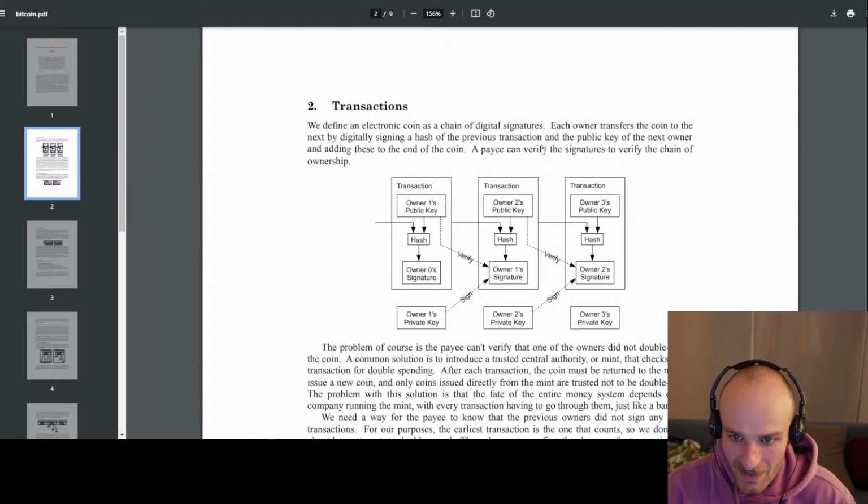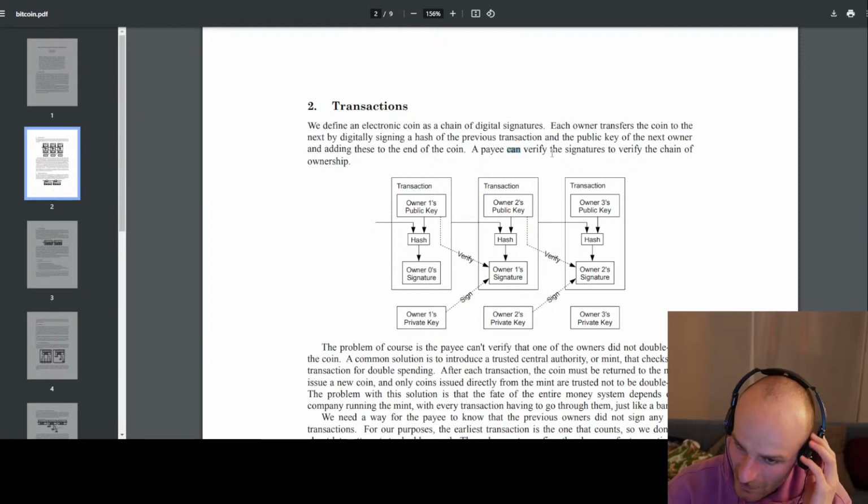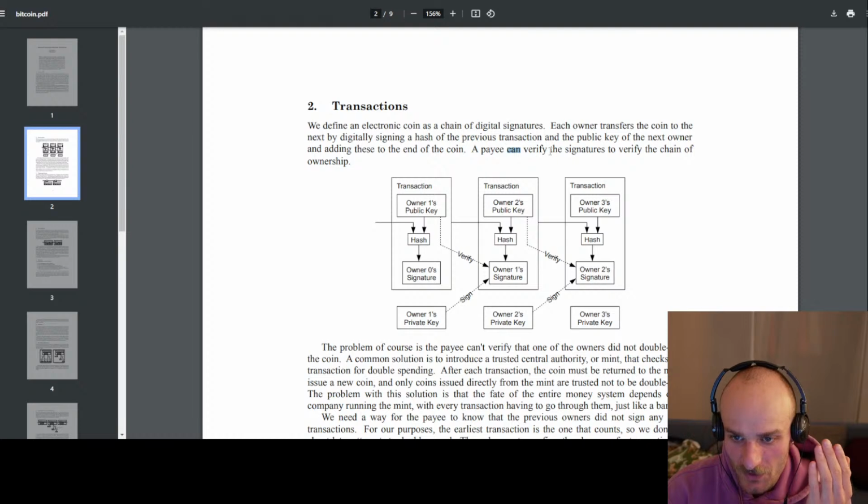A payee can verify the signatures to verify the chain of ownership. What does this mean? A payee is in a position, has a mechanism. There are some tools at this position that can be used to verify the signatures, to verify the chain of ownership. Which signatures? So what are we talking about? What are we verifying in order to obtain the verification of the chain of ownership?